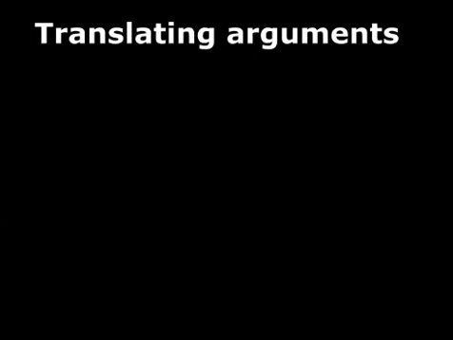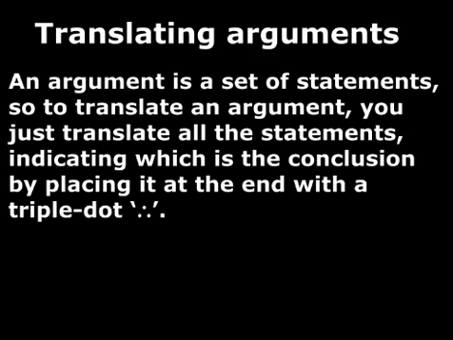Okay. Now that we've done statements, we can do arguments. Okay. So an argument is a set of statements. So to translate an argument, all you need to do is translate the statements. You translate the premises and the conclusion. We also have a symbol for the conclusion, which is a triple dot. So there is a little bit extra you have to do. You're going to number the premises and the conclusion, and you're going to put the triple dot symbol to indicate which one is the conclusion. But all of the hard work is translating the statements.